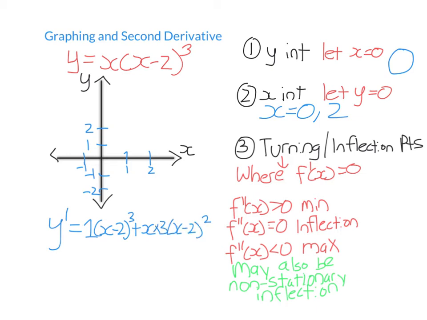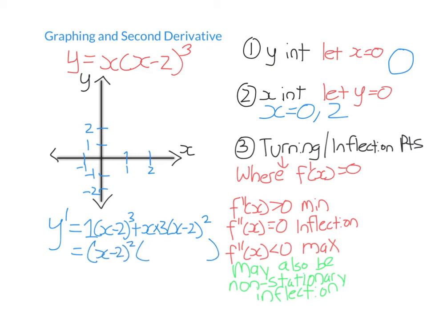So the reason we practice factorization: it's hard to find the turning points when it looks like this, but what we're going to do is factorize to make it easier. You see, this term here and this term here have a common factor of x minus 2 squared. So I'll take that out the front.